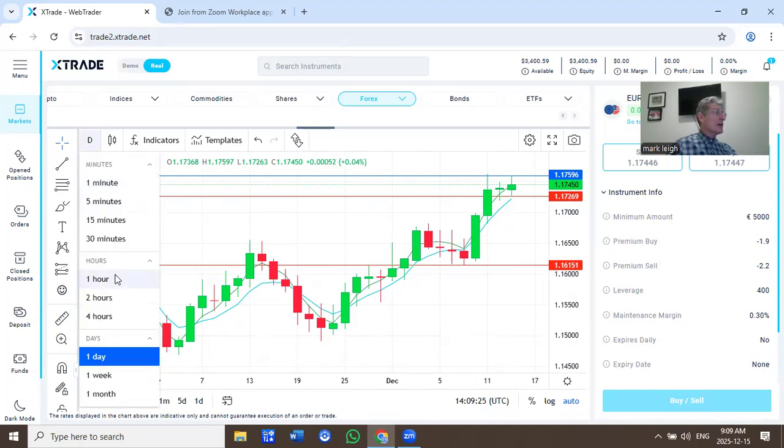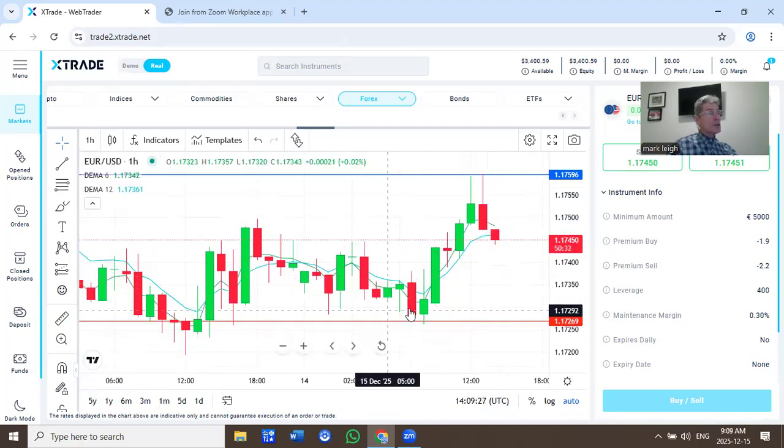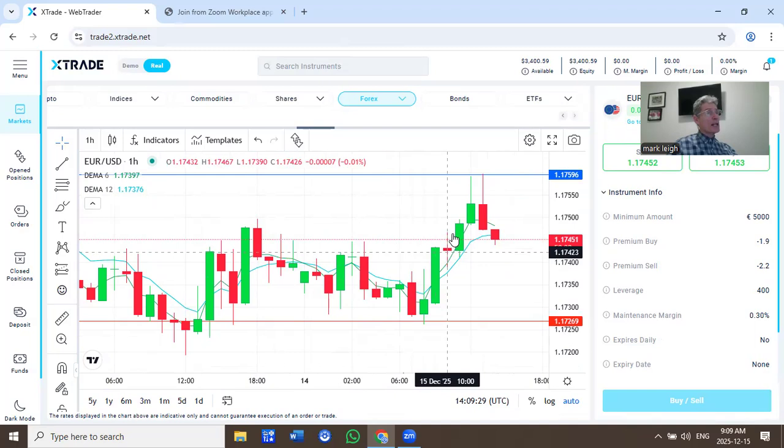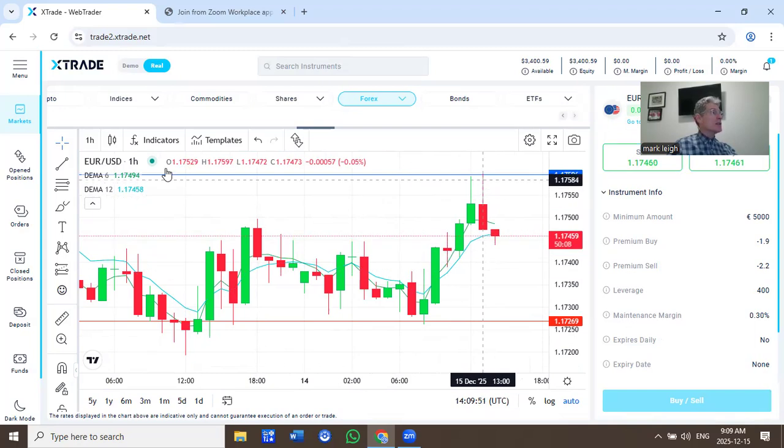Let's have a look on the hourly, and there you see buying euro, selling US, and then a bounce down off this resistance level. That's selling euro, buying US dollar, fighting its way back. We'll see if sellers can get back to the support level at 117.26, or continuation of dollar weakness, buying euro, selling US. We'll be looking up at the resistance level.